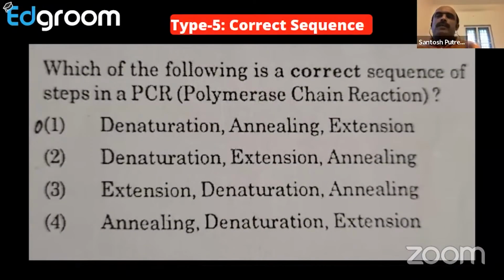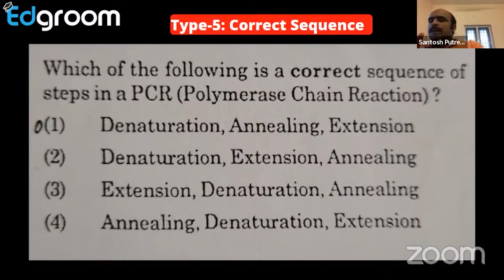See, this is the sequence type of question. This is more regularly repeated: the steps in the PCR, polymerase chain reaction, denaturation, annealing, and extension. Like this, there are many areas in the textbook where the sequence will play a major role. I think you remember the Hershey and Chase experiment, where infection, blending, centrifugation are also a sequence of three steps. They are also appearing in recent papers. Of course, it's a previous question also. So these kinds of sequence type questions can come.